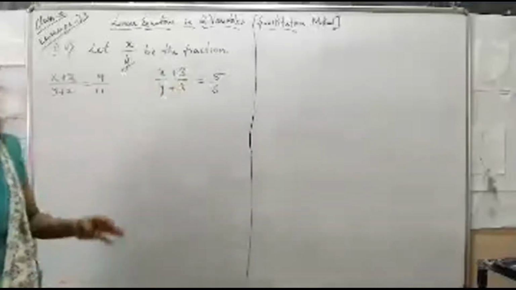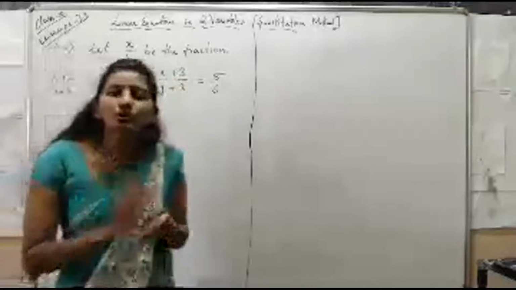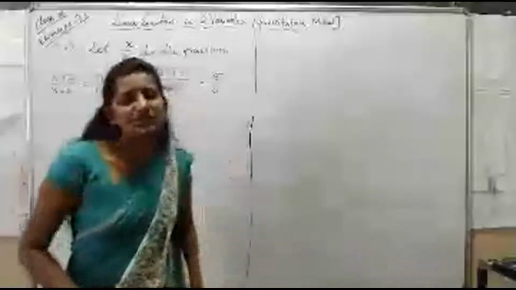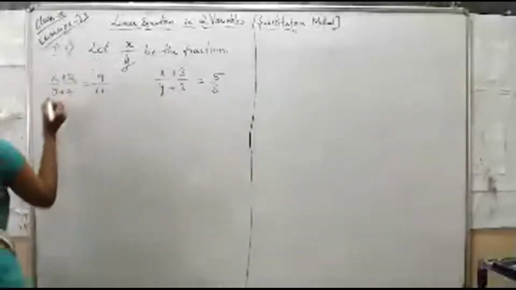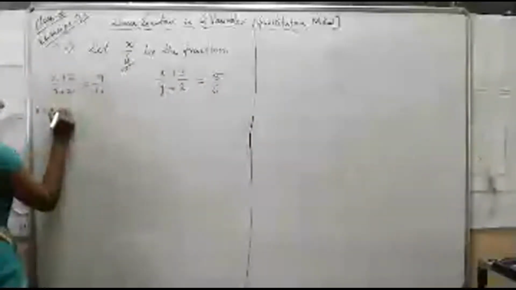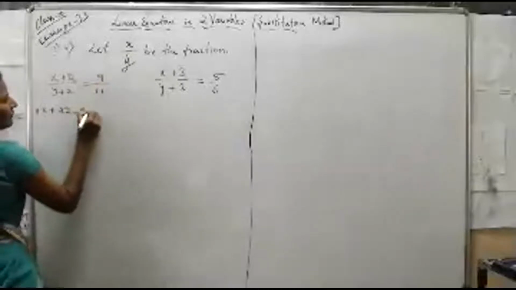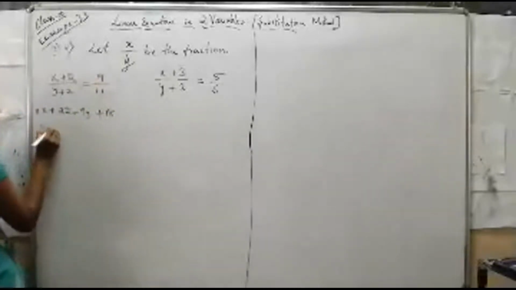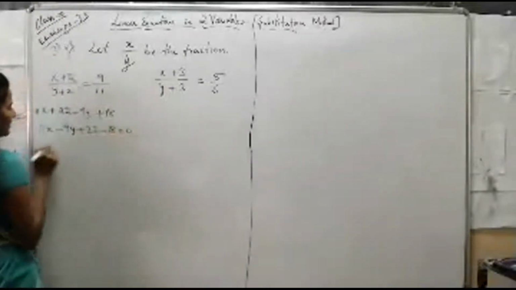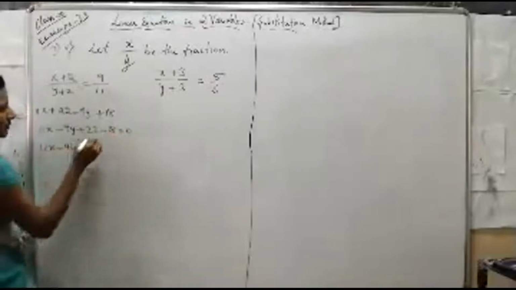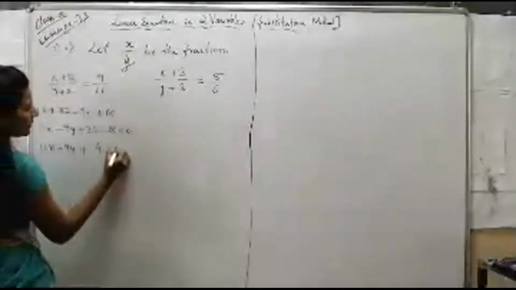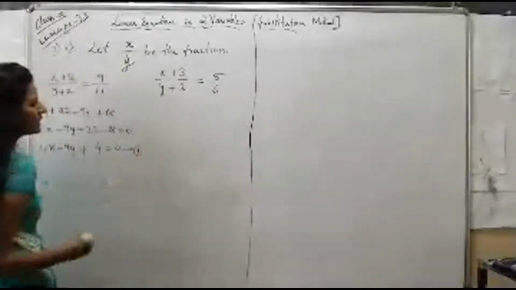What we have to do? We have to take two equations, solve those, and we will get x and y values. x by y, that is the fraction. See here, cross multiply this. 11x plus 22, 9 into y is 9y plus 18. So 11x minus 9y plus 22 minus 18 is equal to 0. If you subtract 18 from 22, that is 4. So 11x minus 9y plus 4 is equal to 0. Take this as equation 1.